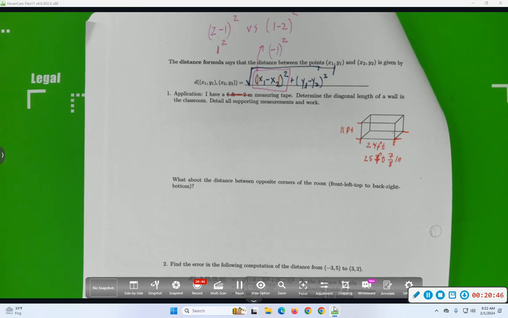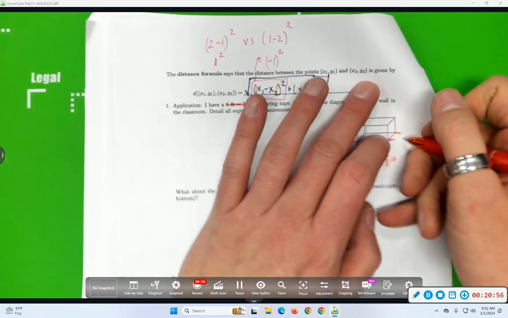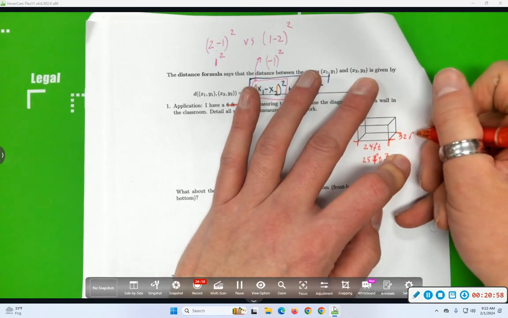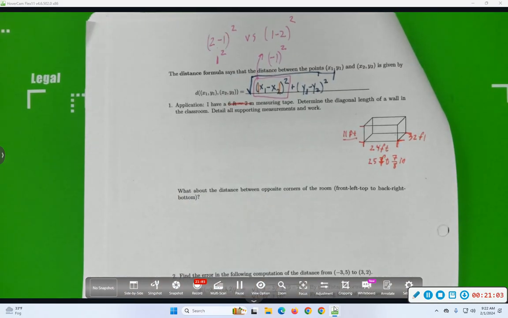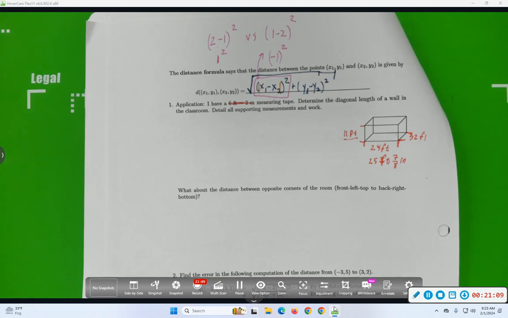Anyone measure the back to front distance? I saw people doing it, what'd you get? We got 32 feet going that way, and that was 11. Nice, which agrees with that. I think I'm reasonably confident in that. All right, so let's use these numbers.